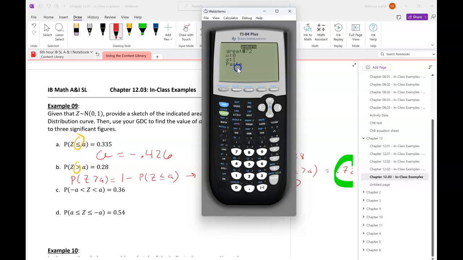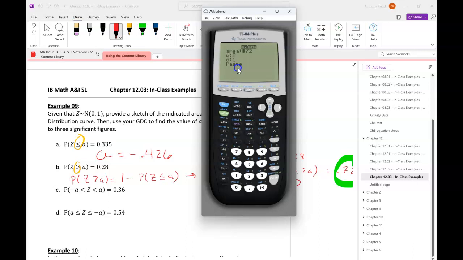Everybody else, do you guys have a tail when you do inverse norm? When you press the inverse norm on your calculator, if you do, it looks like you can pick whether you want it to be greater than or less than or equal to on yours. So if it's greater than A, your tail should be going right.